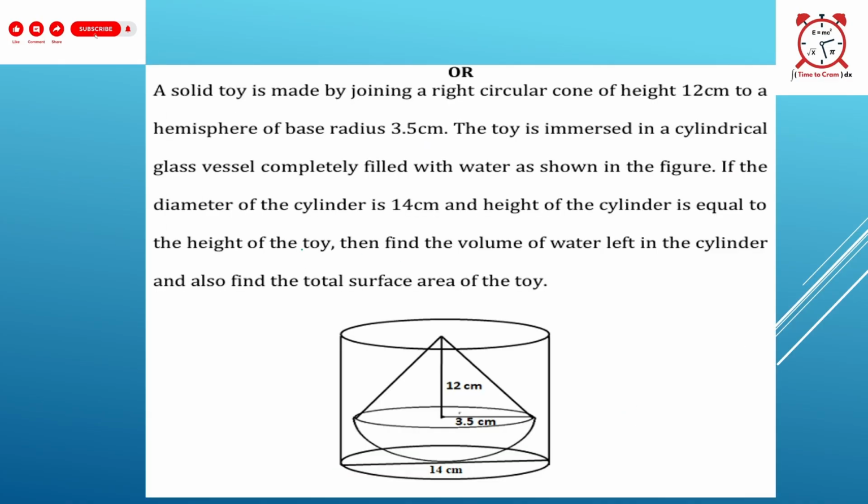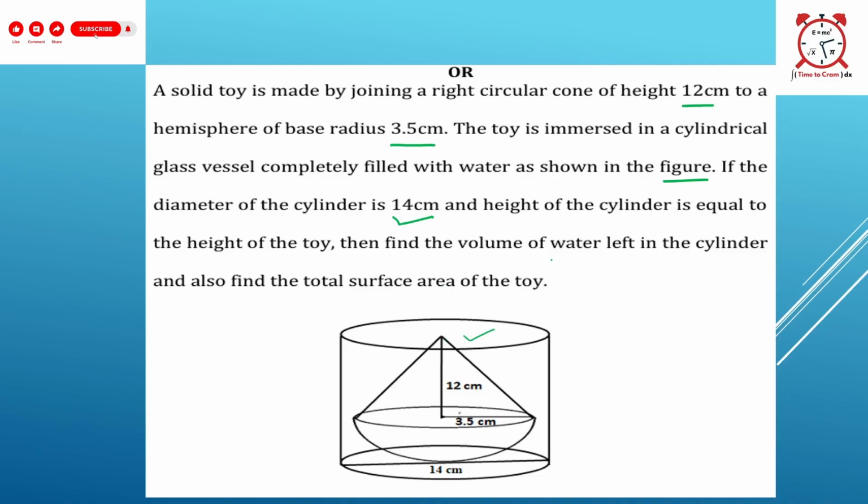Now another question in the OR. A solid toy is made by joining a right circular cone of height 12 centimeter to a hemisphere of base radius 3.5 centimeter. The toy is immersed in a cylindrical glass vessel completely filled with water as shown in the figure. If the diameter of the cylinder is 14 centimeter and the height of the cylinder is equal to the height of the toy, because we can see the toy completely fits the height of the cylinder.